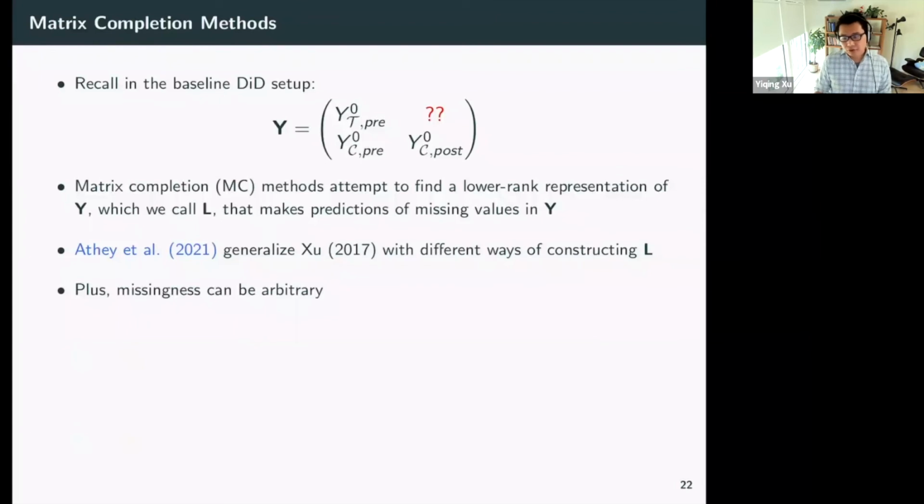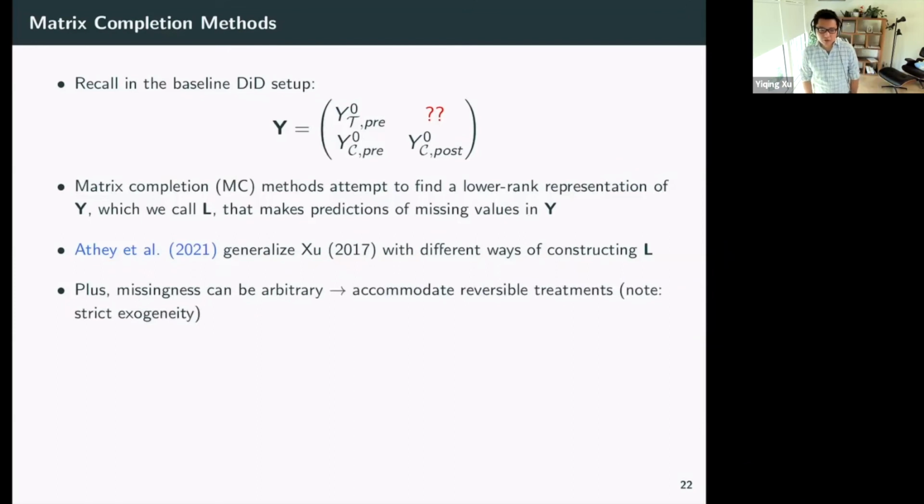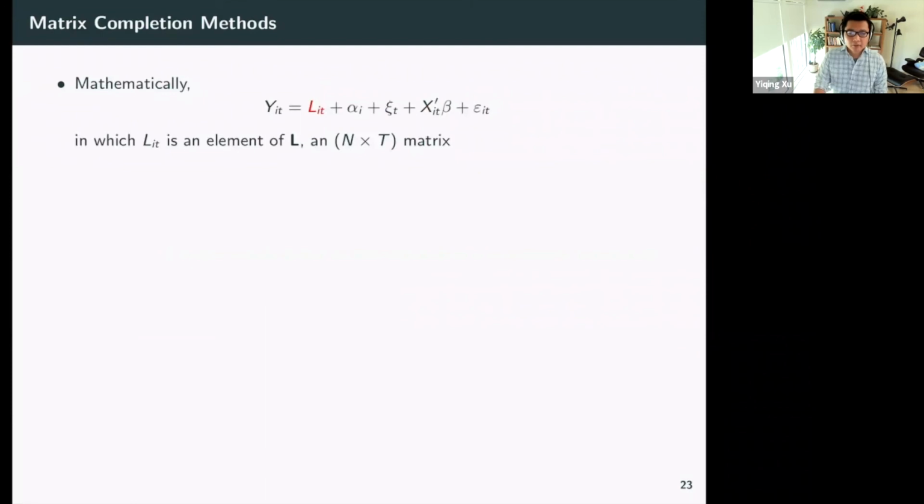But with treatment reversal, treatment switching on and off, we have a much more difficult problem. In order to identify the treatment effects or average treatment effects, you have to impose more assumptions, like no carryover or a limited number of carryovers. But if you are willing to impose these assumptions, the matrix completion method can accommodate reversible treatments under strict exogeneity. So mathematically, we write our model as Y_it equals L_it, where L is a low rank representation of the N by T matrix. And then we can also allow additive fixed effects and the influence of observed time-varying variables, and then an error term.